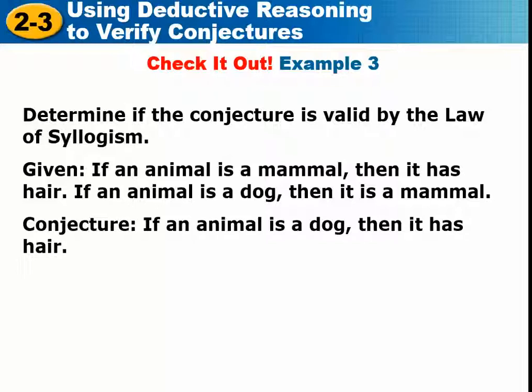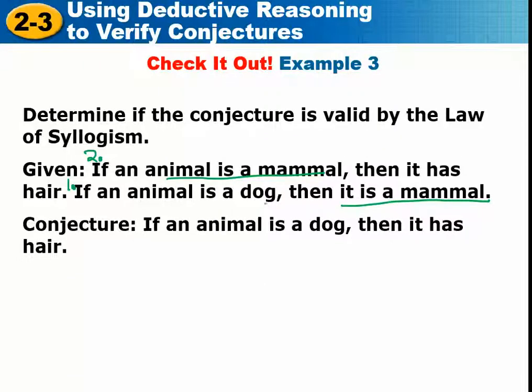Here's one that you're supposed to try on your own. Now, in this case, it might help to rewrite our sentences. If an animal is a mammal, then it has hair. If an animal is a dog, then it is a mammal. Do you see how the conclusion of this one matches the hypothesis of this one? So we should reorder our sentences. This should be our first sentence, and this should be our second sentence. You can reorder the whole sentence. You can't change the order of different parts of one sentence, but you can put the sentences in different orders.